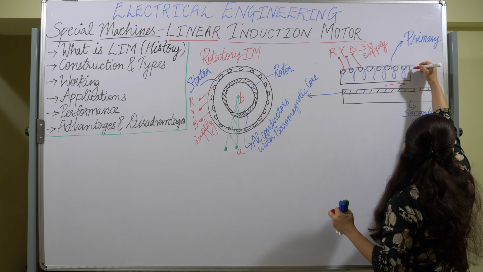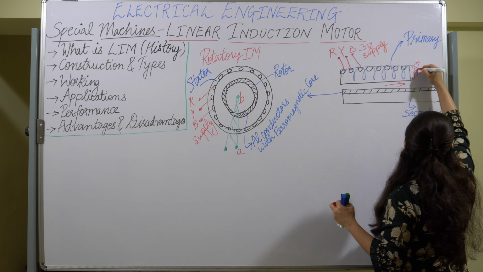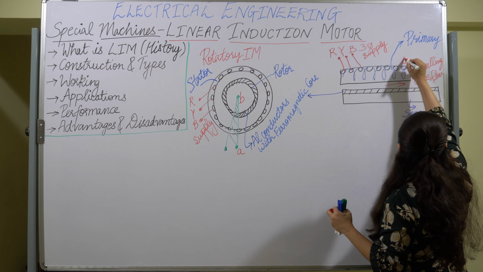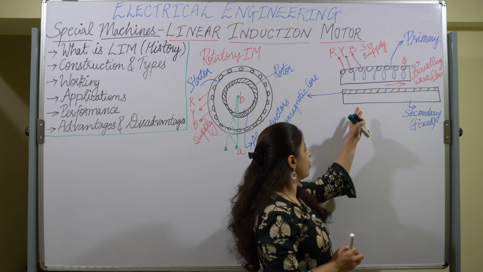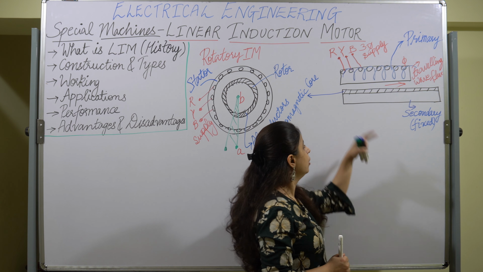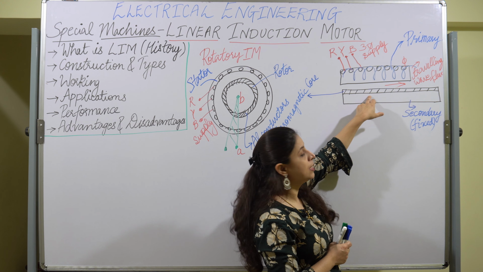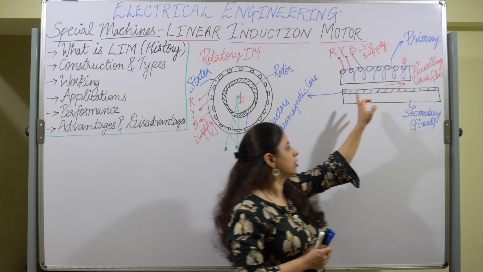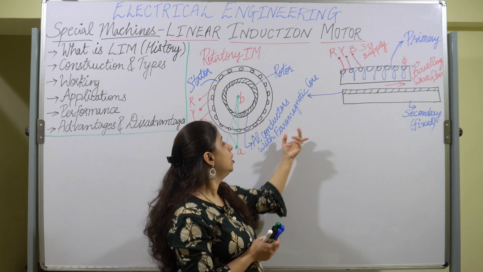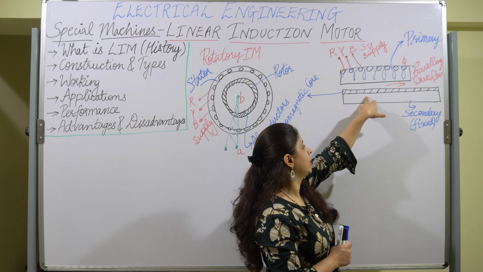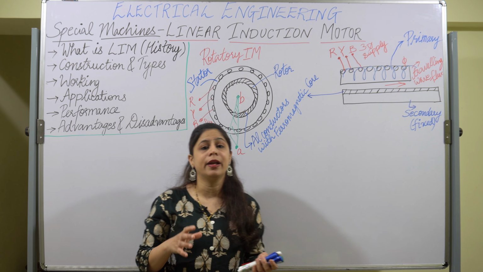This is the traveling wave flux phi. This traveling wave flux is being set up now. What will happen? This traveling wave flux will be interlinked with the aluminium conductors, because here in the secondary the aluminium conductors are placed with a ferromagnetic core. So these will interact with the aluminium conductors, and in these aluminium conductors the induced currents will be set up.